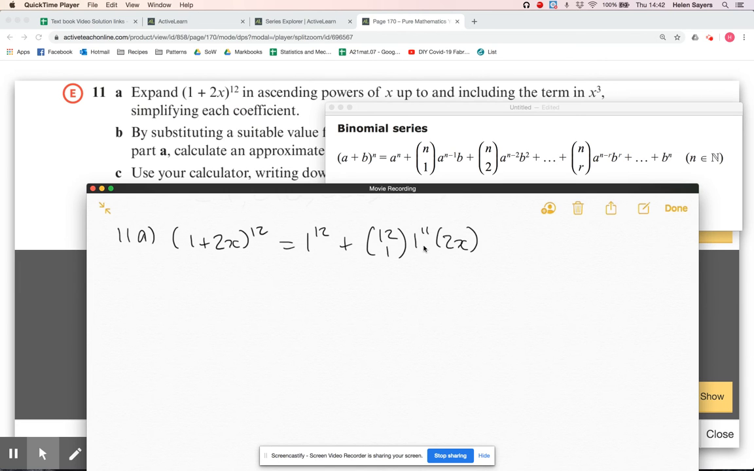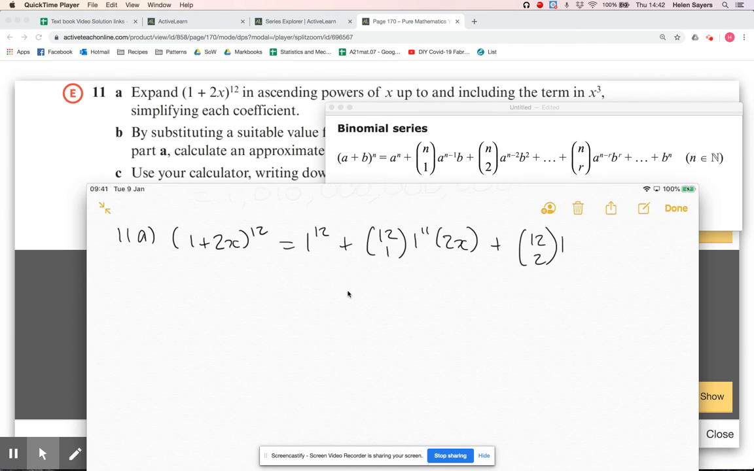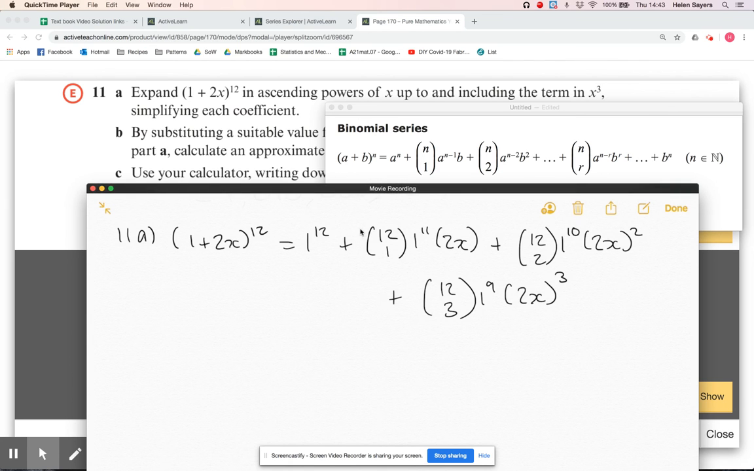Obviously, they are all just going to be 1, so you don't really need to write the powers when you've got a 1 there, but I'll write them so we can clearly see the pattern. Then it will go 12 choose 2, 1 to the power of 10, and the 2x will be squared, and 12 choose 3, 1 to the power of 9, and the 2x will be cubed. Each time the power of 2x is going up by 1, the power of 1 is going down by 1, and in every term, the powers should add up to 12.